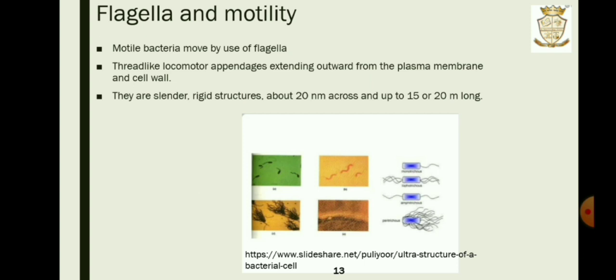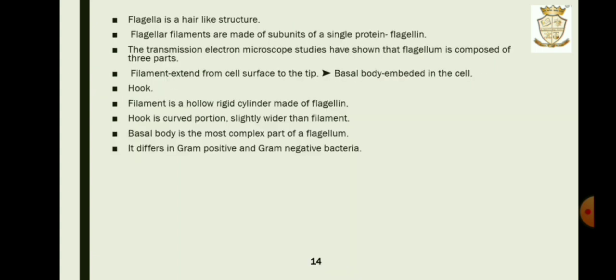Motile bacteria move by use of flagella, thread-like locomotor appendages extending outward from the plasma membrane and cell wall. They are rigid, about 20 nanometers thick and up to 15 or 20 micrometers long. Flagella are hair-like structures. Flagella filaments are made of subunits of a single protein, flagellin.